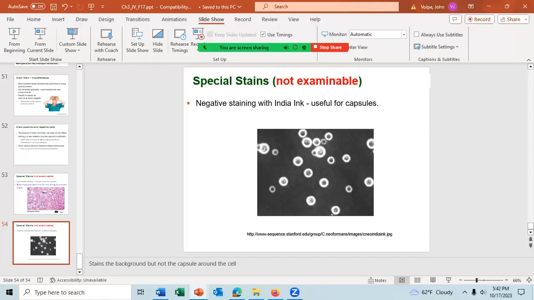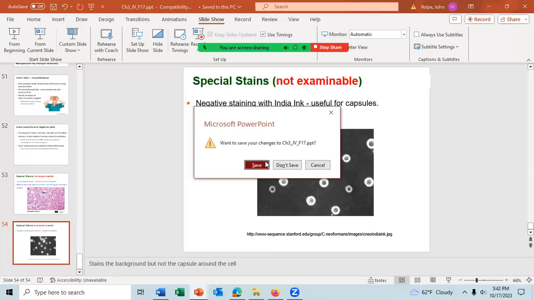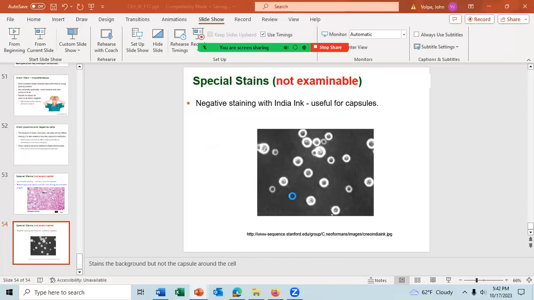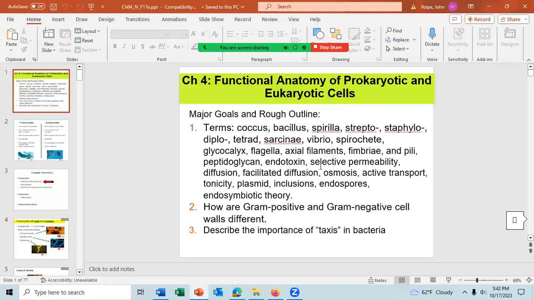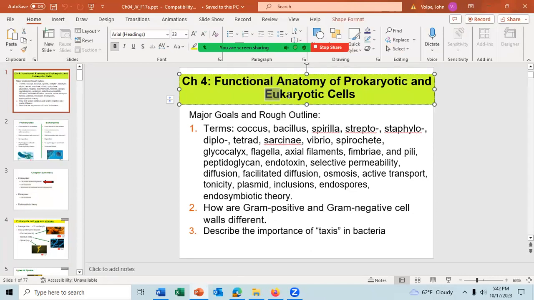Let's finish chapter 3 and begin chapter 4. Chapter 4, the functional anatomy of prokaryotic and eukaryotic cells. We will talk about the anatomy of prokaryotic cells. If we have time, I'll talk about the anatomy of eukaryotic cells. However, you were supposed to have eukaryotic cells in your previous biology class.